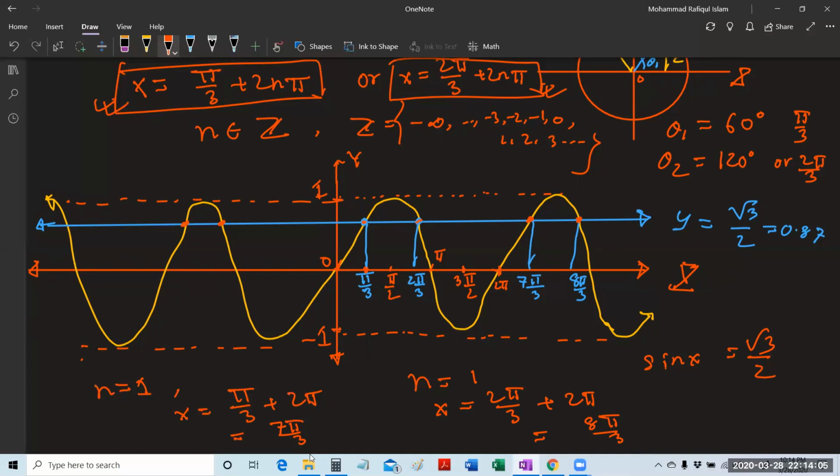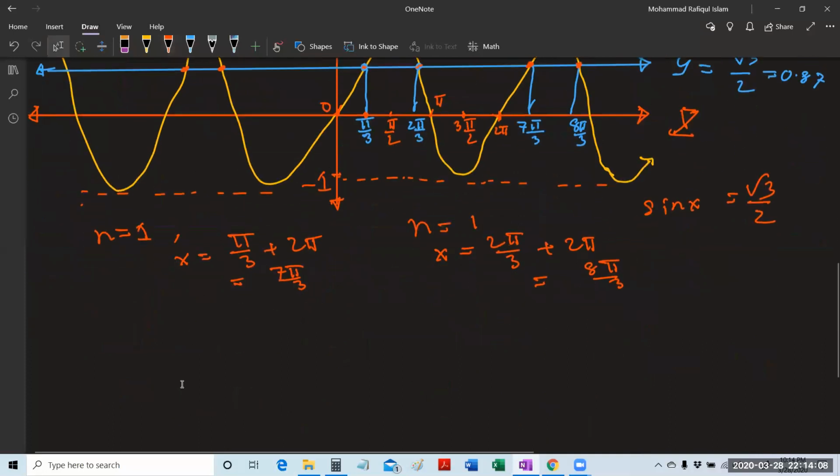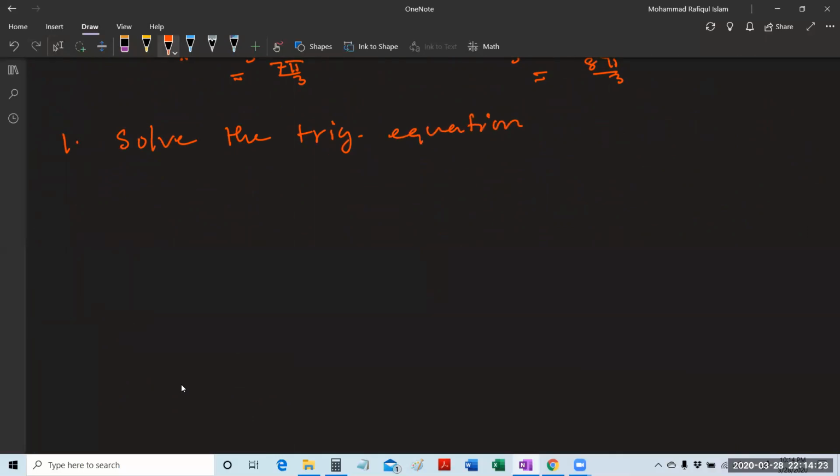Now we'll solve one or two or maybe a few more problems to see more details. First one, let's solve the trigonometric equation 3 cosecant x equals 4 plus cosecant x on 0 to 2 pi.